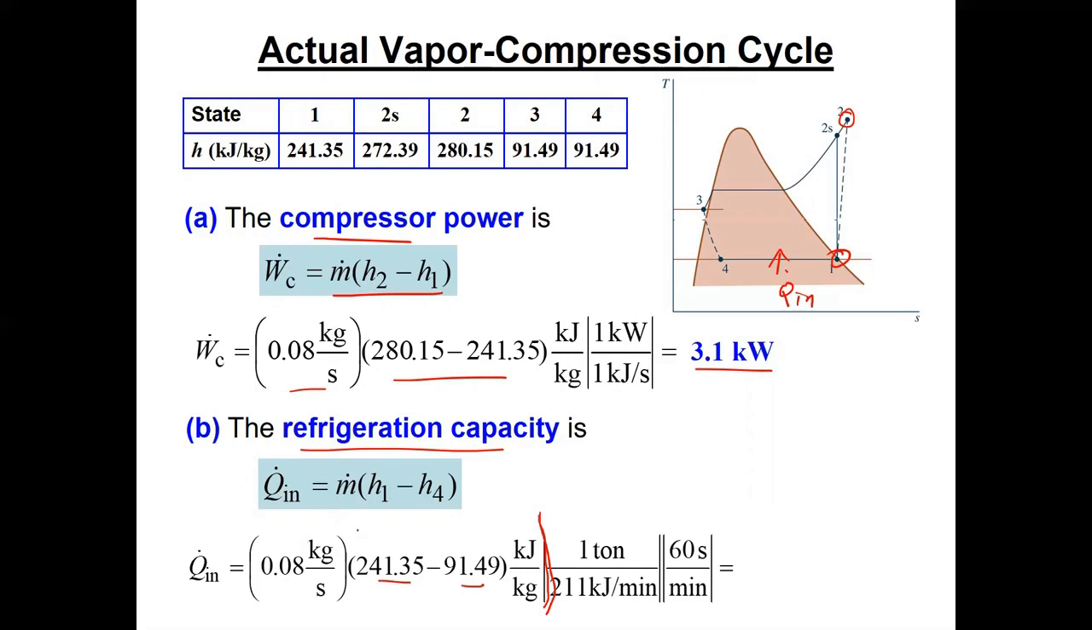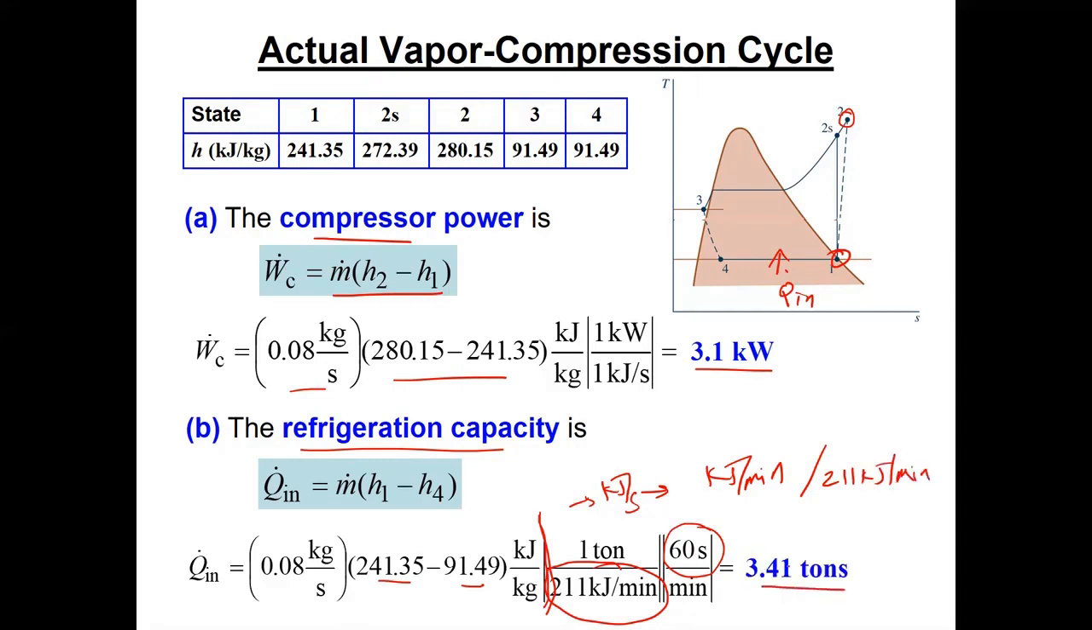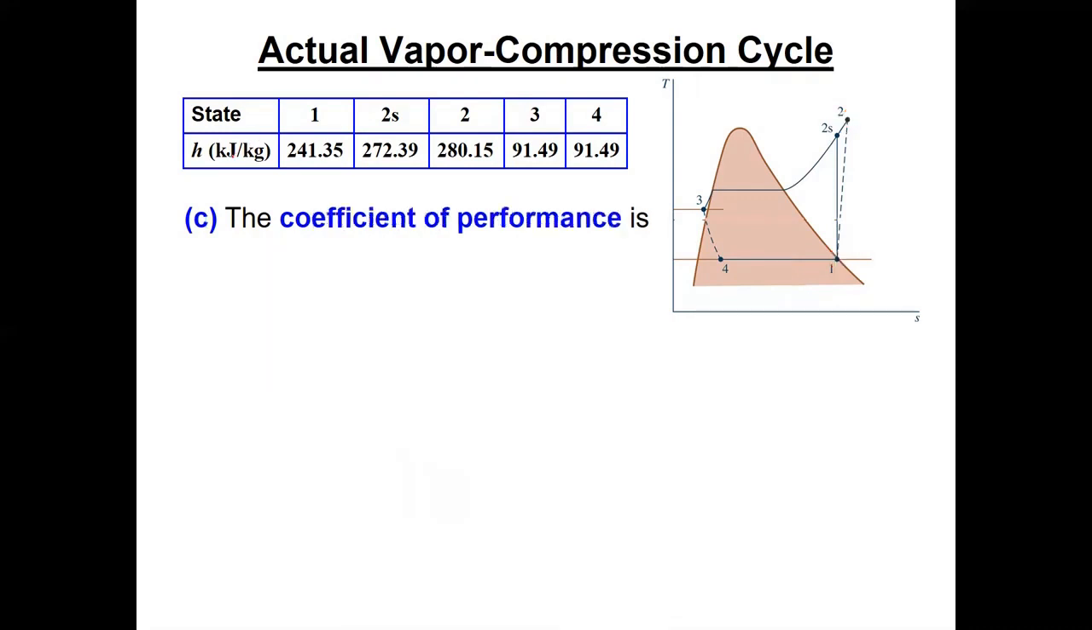But here we have been asked to provide the refrigeration capacity in tons. So what we need to do is multiply by 60 seconds to convert the kilojoule per second to kilojoule per minute, and then divide by 211 kilojoule per minute to convert it into tons of refrigeration. This ensures that the final answer is in tons. So it's 3.41 tons of refrigeration, which is a reasonable amount of cooling capacity.